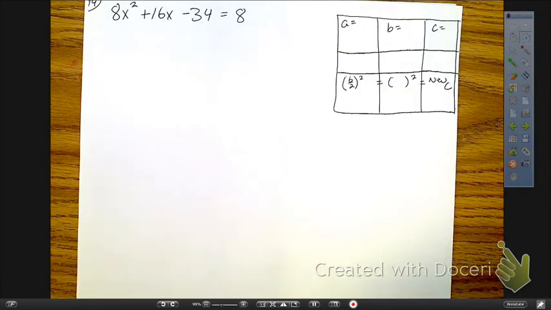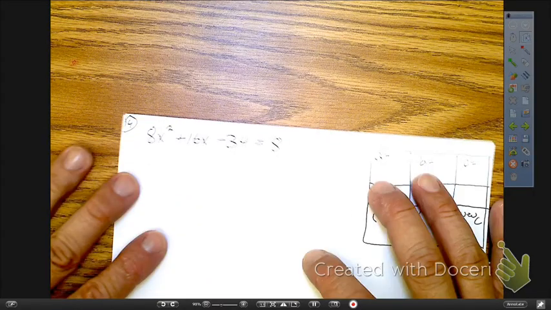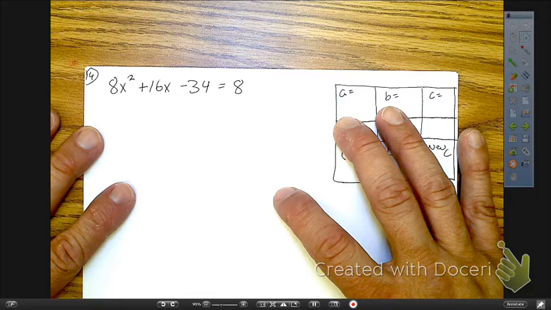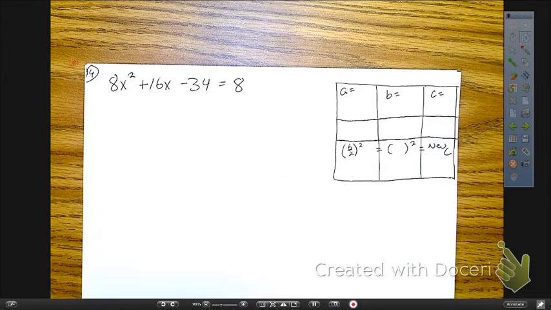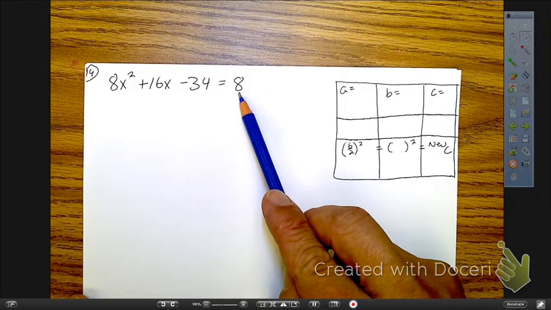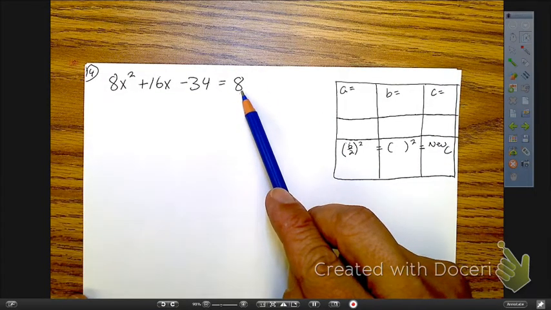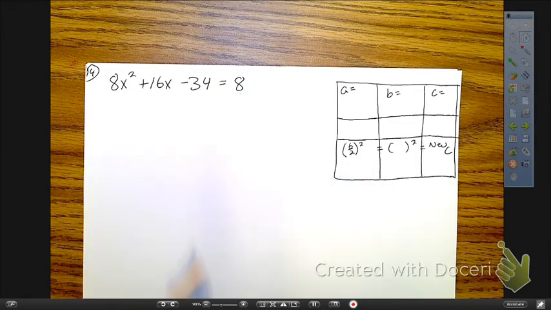Example number 4, last one for today. 8x squared plus 16x minus 34 equals 8. As you may notice, this time our equation does not equal 0. It equals a different value. As long as this value is a constant on this side, we're still fine. We can do the problem.